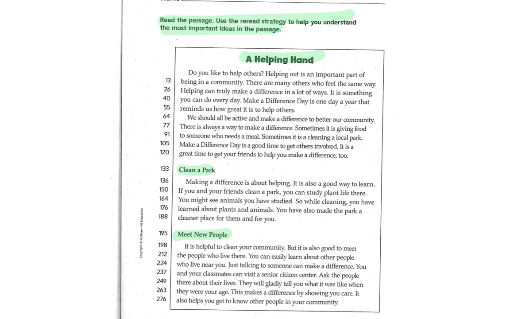Okay, let's get started. On your first page, dealing with comprehension and fluency, boys and girls, you have a title of a passage that's called A Helping Hand. It says, read the passage, use the reread strategy. So if you have to go back and reread, please do that. That will help you understand the most important ideas of a passage.